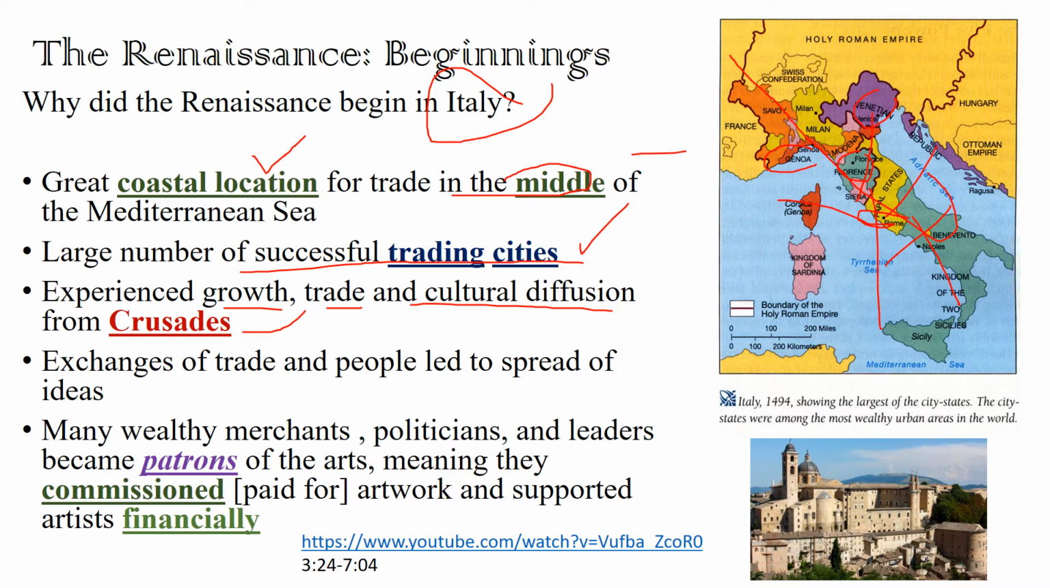And another reason why is all of this trade brought great wealth and led to the rise of a very wealthy merchant class. You might remember the idea of burghers and townspeople from the commercial revolution. And powerful Italian politicians and leaders became patrons of the arts. This means they used their wealth to commission or pay for artwork and supported the artists financially, leading to more artists being created during this time period.